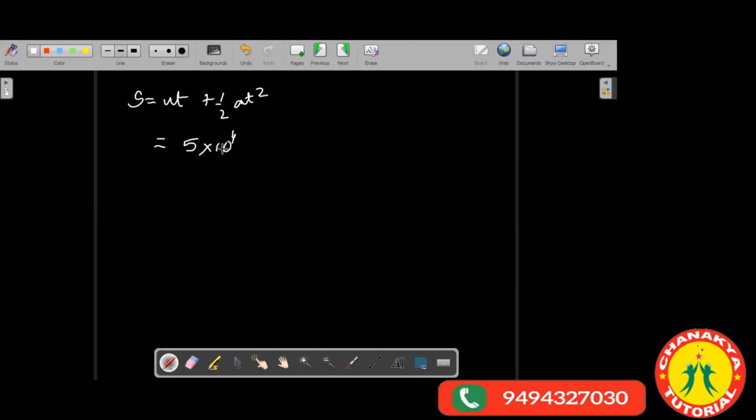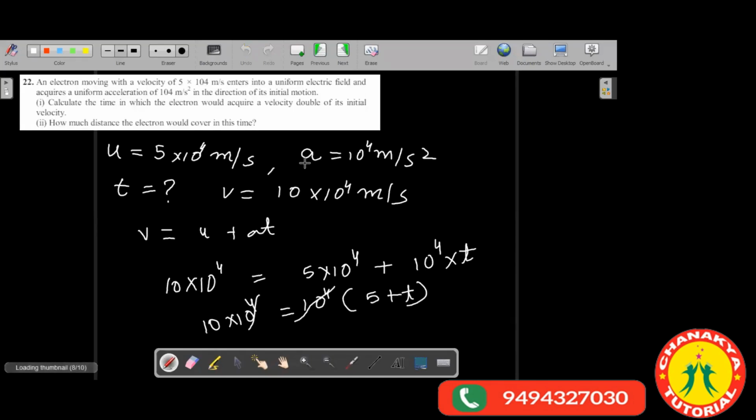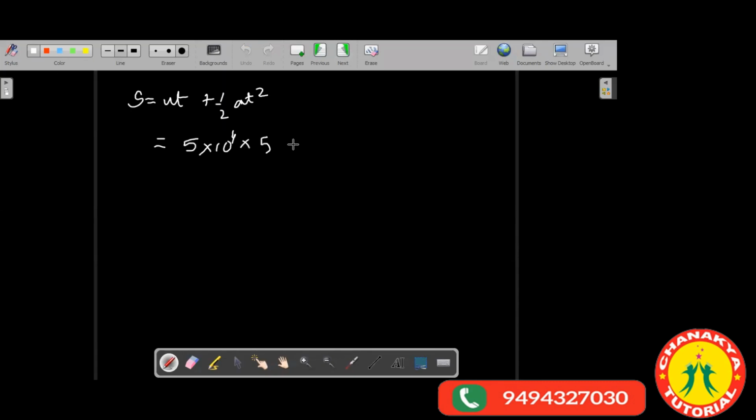Okay. Yeah, that's right. So let's say this is your u multiplied by time. Your time, we got here, is 5 seconds. So you'll put time as 5, plus 1 by 2 multiplied by acceleration, and acceleration is just 10 to the power 4, multiplied by t squared, which is 5 squared.